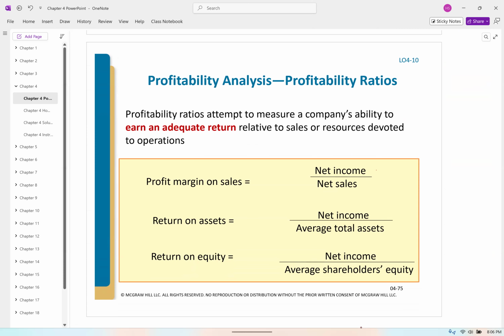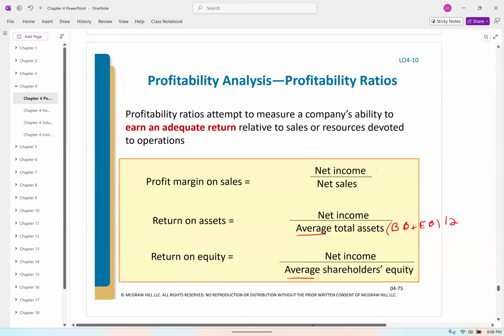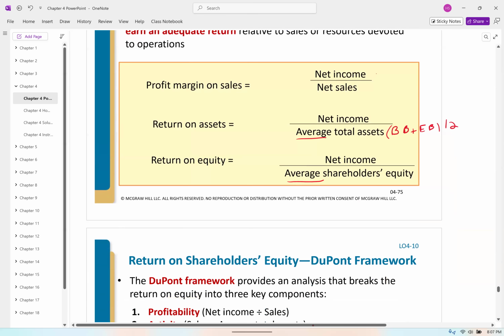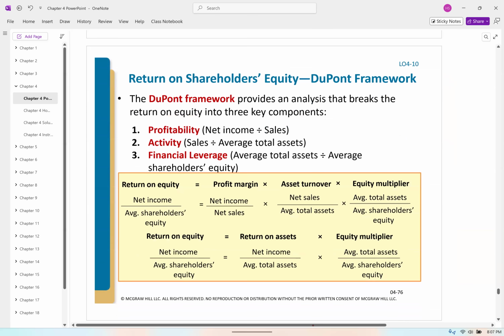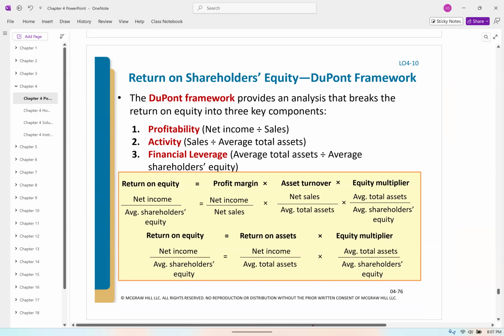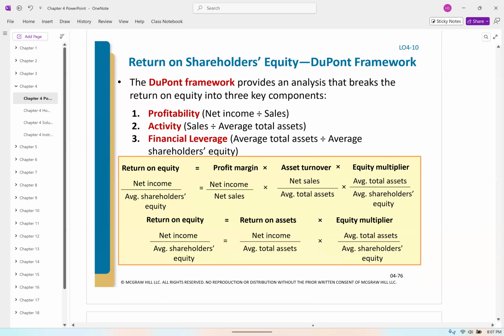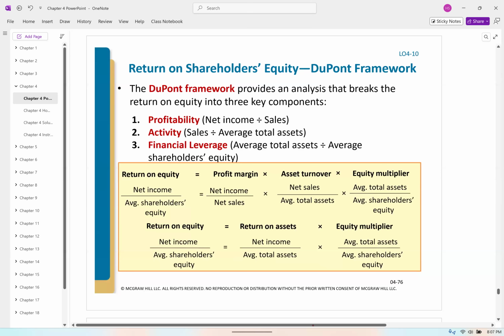Return on assets is net income divided by average total assets. Again, beginning balance plus ending balance divided by 2. Same here. Anytime you see average, that's what you're doing. You're taking the beginning and ending divided by 2. And then that is return on equity. There is this DuPont framework, and it takes several ratios and pulls them all together: profitability, activity, and financial leverage. I'm not going to spend a lot of time on that because that's something we actually cover in financial management.